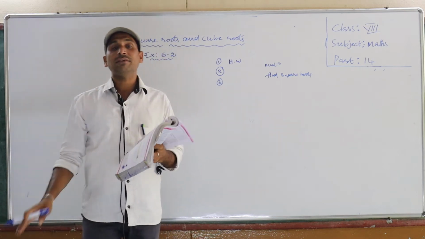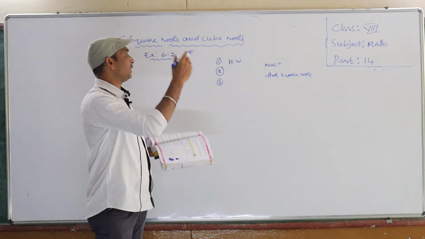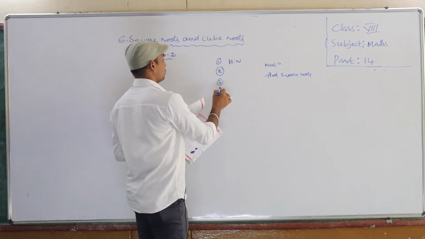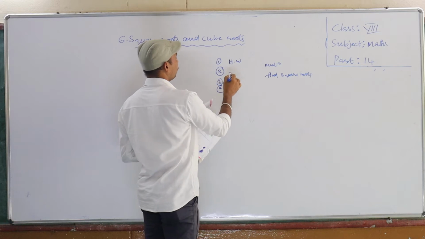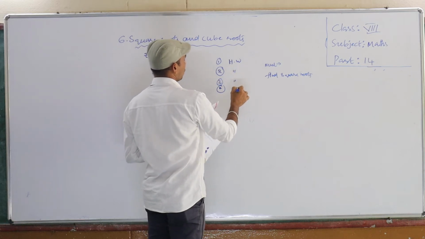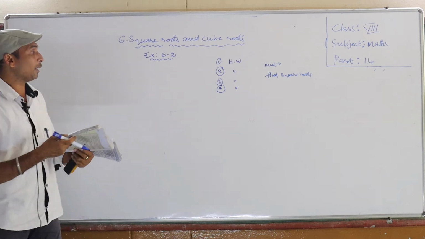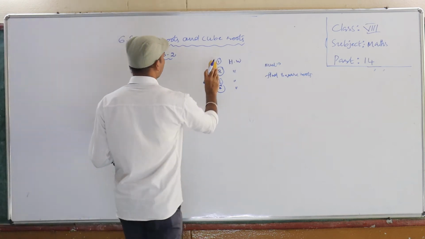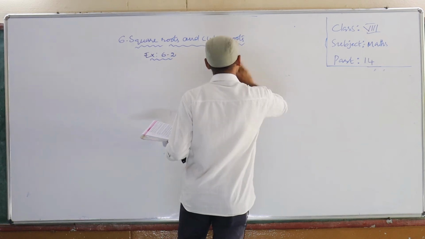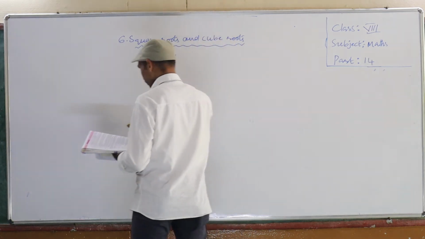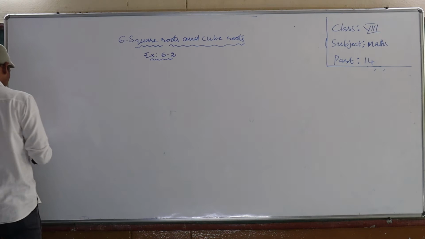Fourth one: divide, instead of multiplication they have given, right? So 1, 2, 3, 4 you do as homework. Then let us discuss the fifth problem. Here a word problem is given. See children.